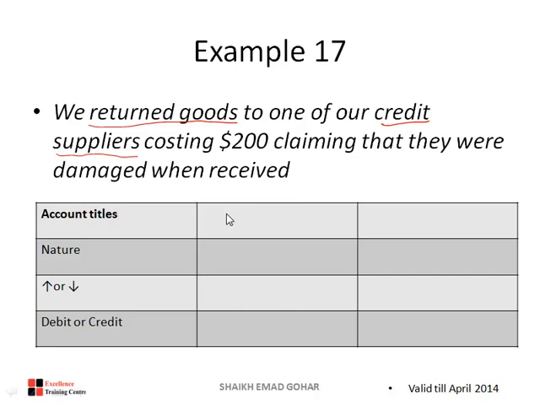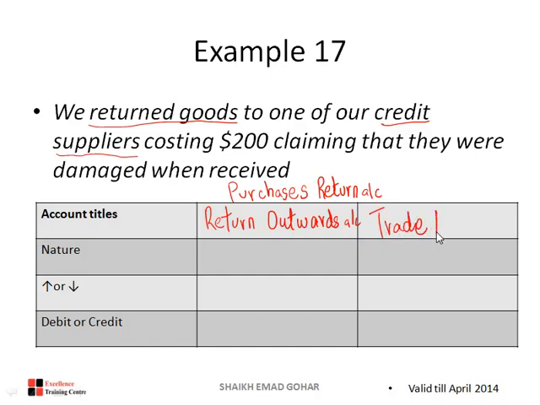So goods are going out or not? So they are called return outwards, because I am returning to the supplier. They are also called purchases return. Why? Because earlier I purchased and now I am returning. So purchases return account. Done? And what is the name we use for credit supplier? Trade payables, because we need to pay them, they are our liabilities. Trade payables account.